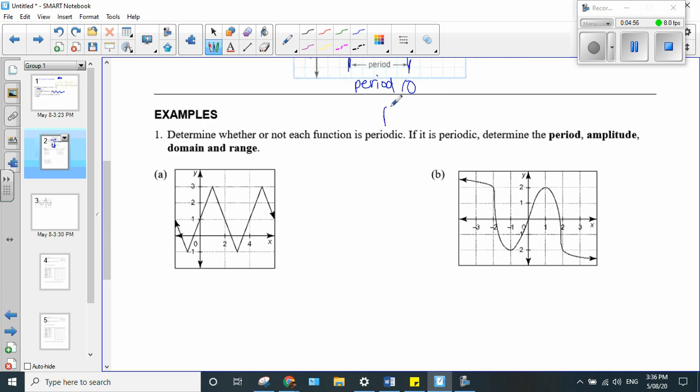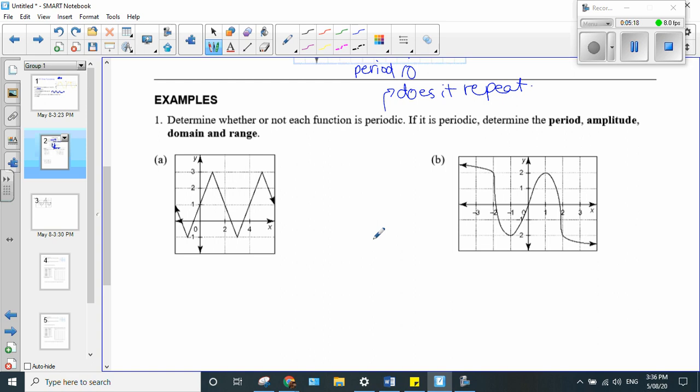So does it repeat itself? Okay, and we're going to use that based on the information we see. Obviously, the graph continues and we don't know what's there, so we're just going to look at what we see. If it's periodic, we will determine the period, amplitude, and domain and range of each of these functions. So first, we're going to look at this one.